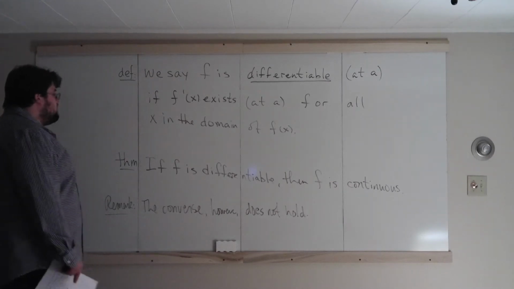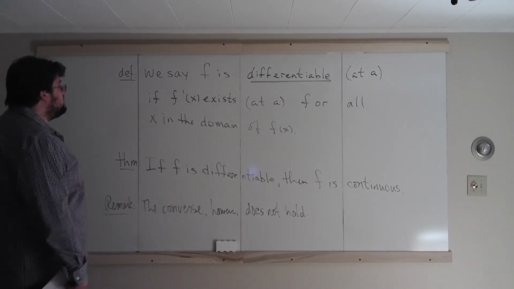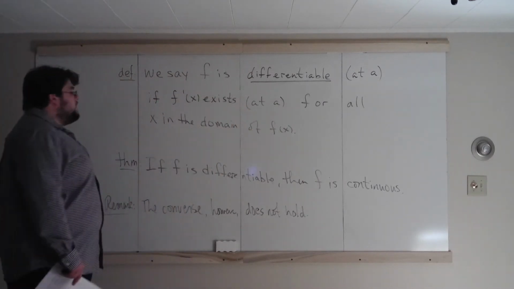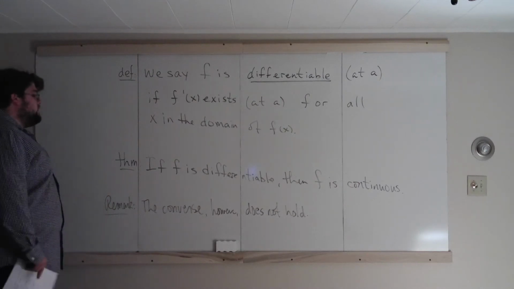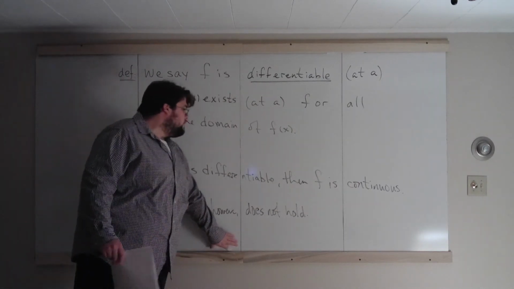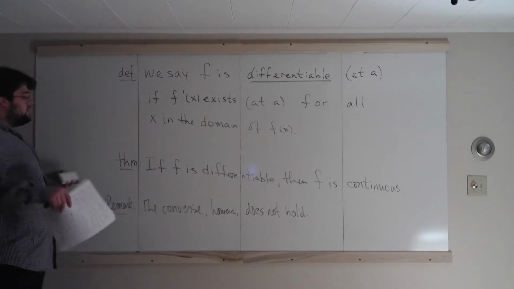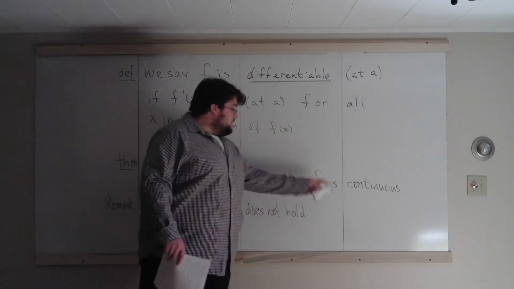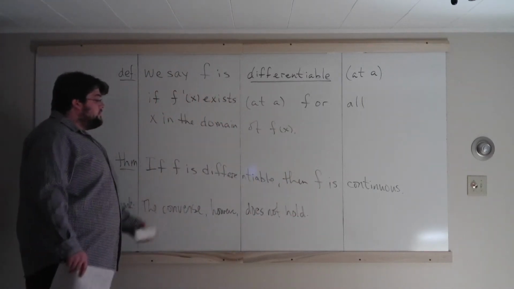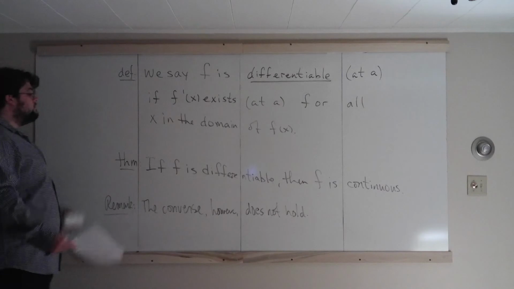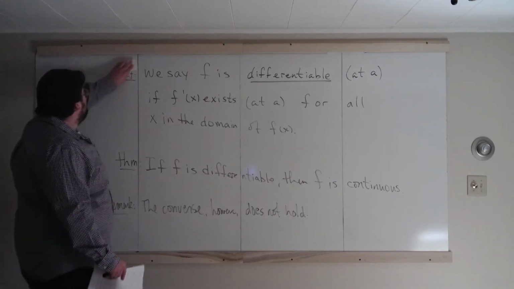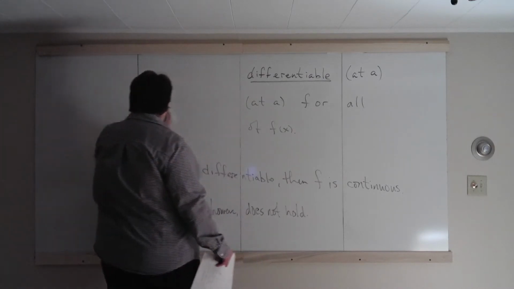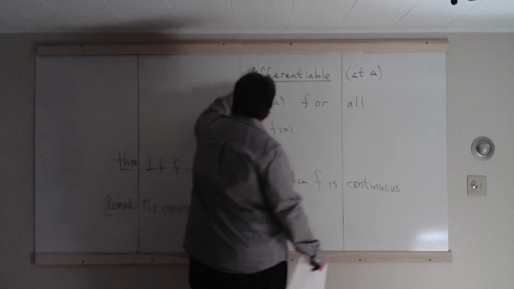And there's a theorem in mathematics that if a function is differentiable, meaning if its derivative exists on its entire domain, then the original function is continuous. However, the converse of that statement is not necessarily true, and we'll see an example of that. The converse being, if f is continuous, then f is differentiable. That statement is not necessarily true. And we'll look at an example that we have seen.